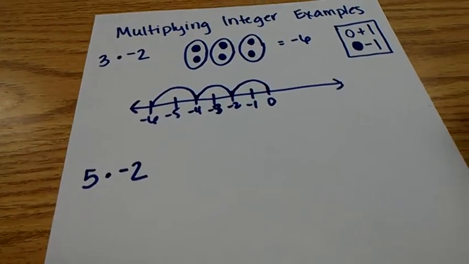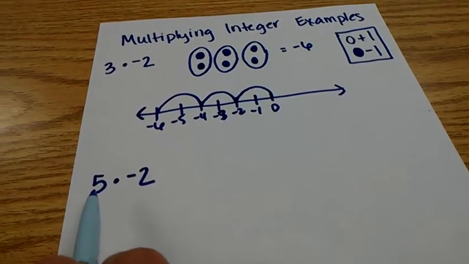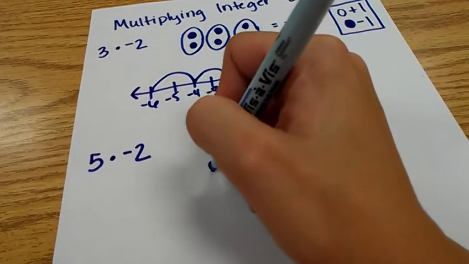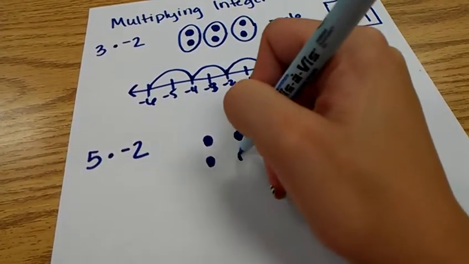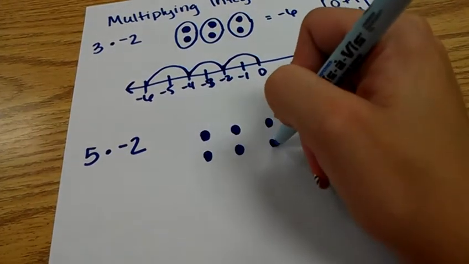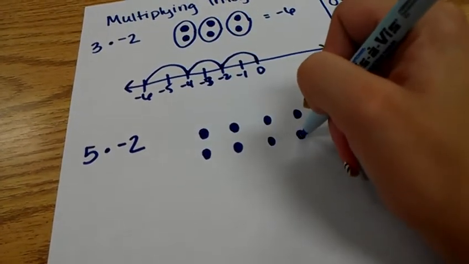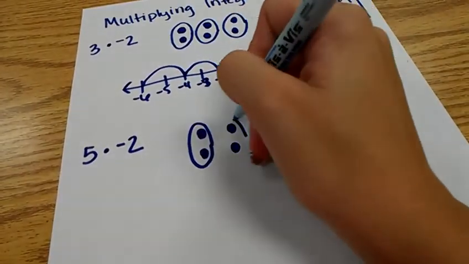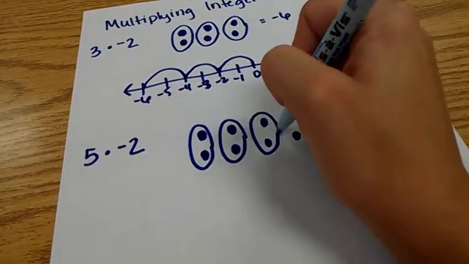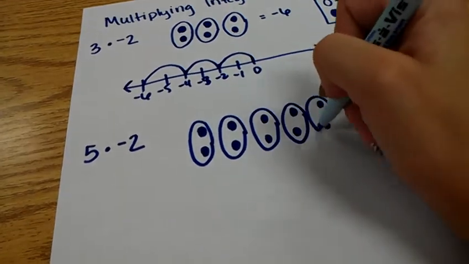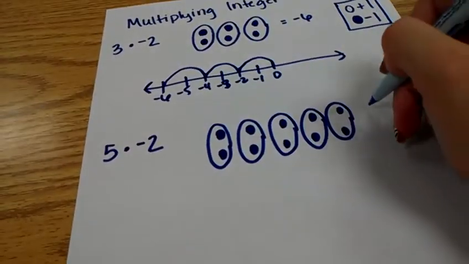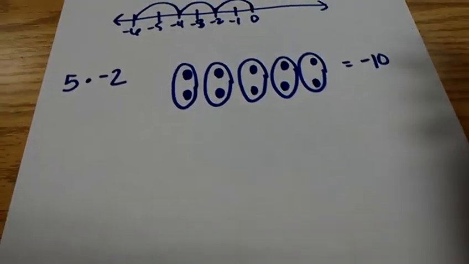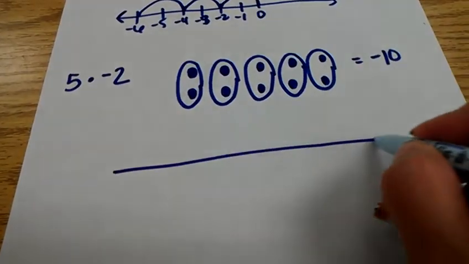Okay, my next example is going to be 5 times -2. And you can see that this is done much the same way. We're going to have 5 groups of -2. And if I have 5 groups of -2, of course I have -10 chips total. Okay, now for my number line.